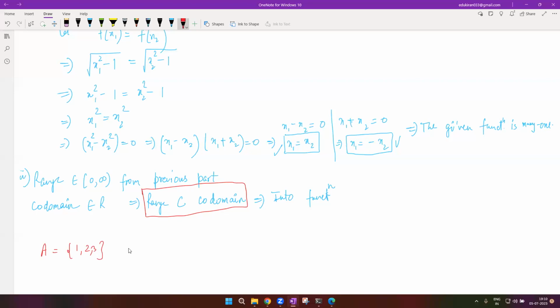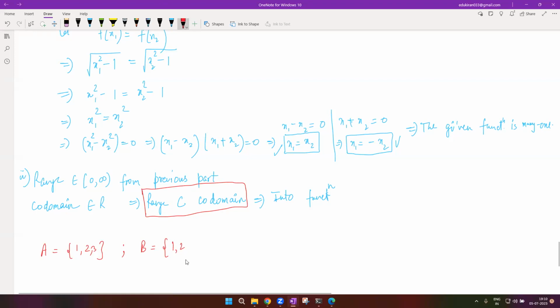Let's say a set A is given: 1, 2, 3, and set B is given as 1, 2. So we can say that B is a subset of A. B right now is a proper subset of A. Now, why I'm using the term proper subset, we will understand.